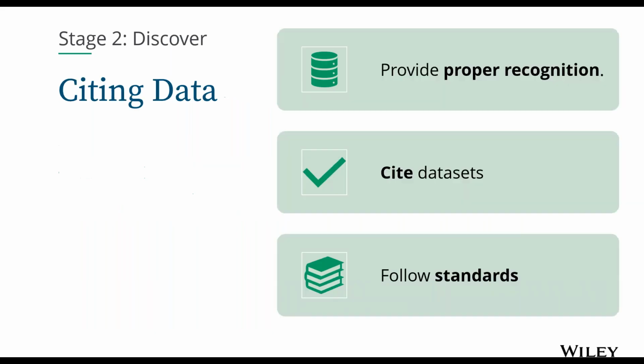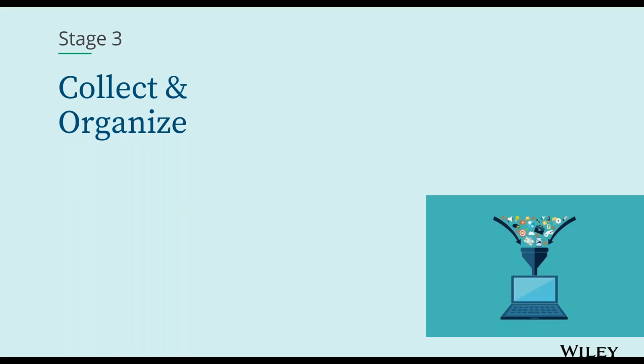And the next stage in discovering is citing your data. You always want to provide proper recognition, cite the data sets that you've used, and also follow the guidelines and follow standards. Every repository has a recommended citation standard, so you want to look at that. But the basic elements are title, author, date, version, and a persistent identifier, something that lets people know the source of this existing data.